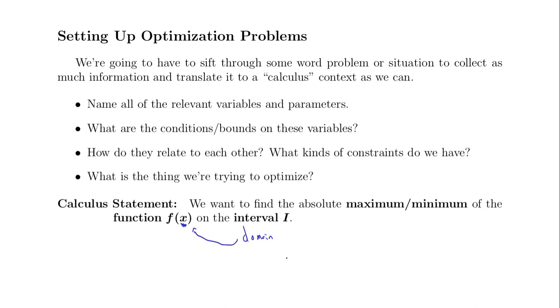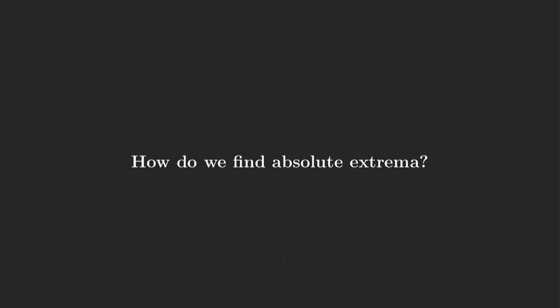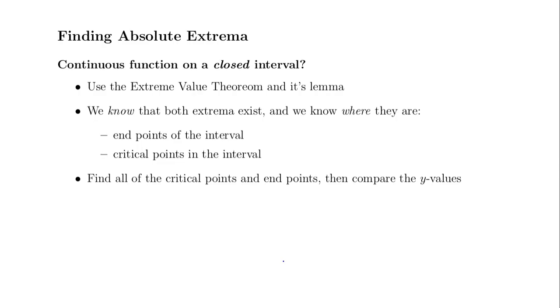Once we have this calculus statement, things should be pretty easy because we're going to have a function on an interval and we want to find absolute extrema. And so after that, our big question is just a recap question. Remember, let's figure out how do we find absolute extrema. Well, there's a couple of different ways that we can do it that we've already talked about in this class. The first is if we have a continuous function on a closed interval, then the extreme value theorem kicks in. And remember, the extreme value theorem, oops, that's spelled wrong. There we go.